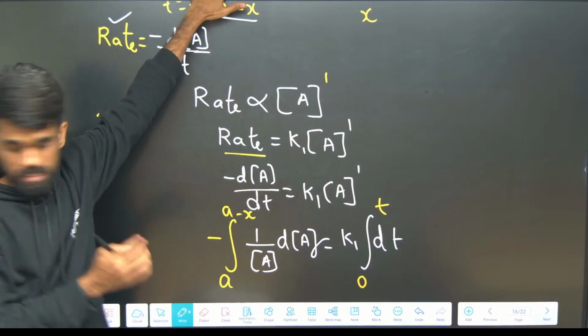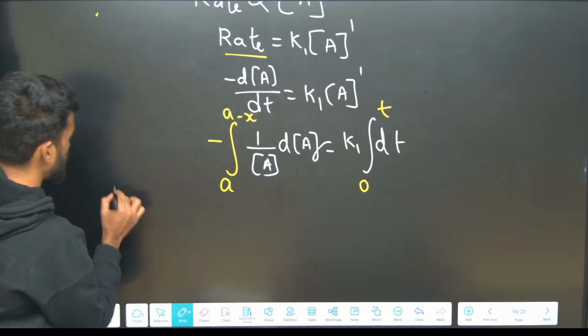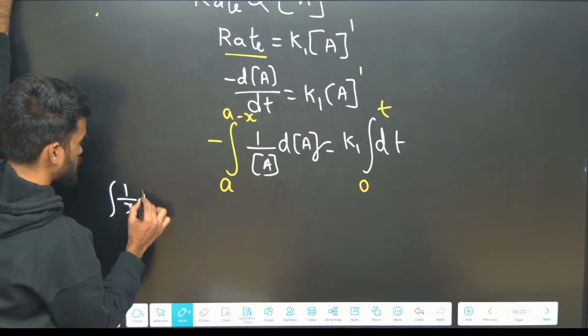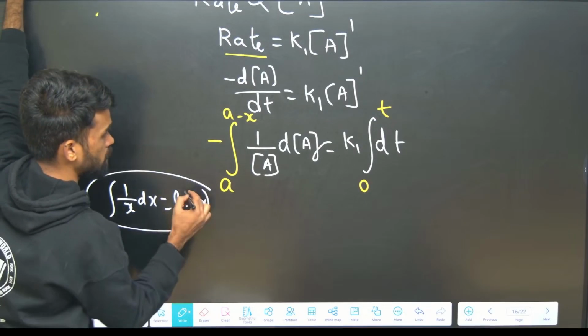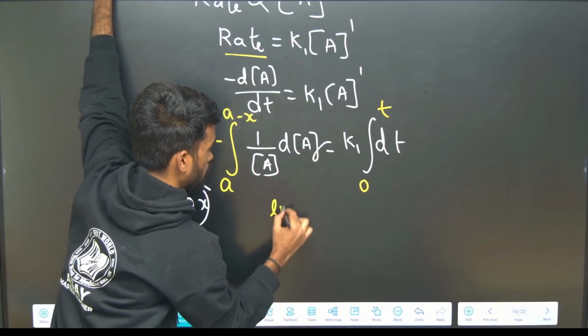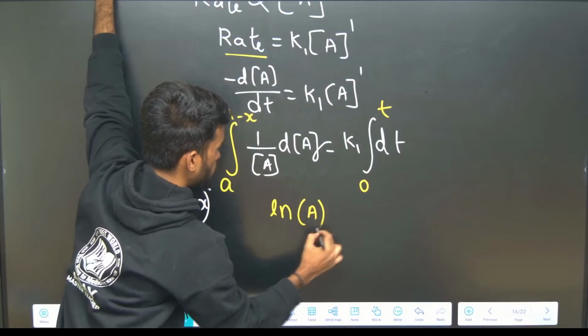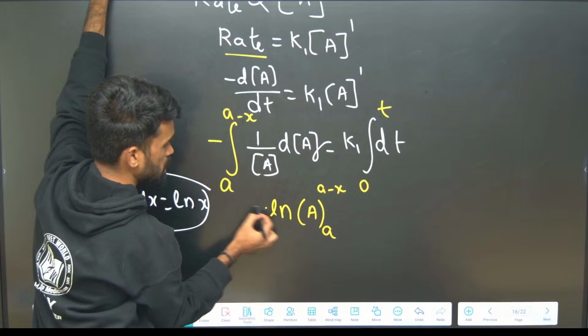Okay, then next, upon solving this, what is the integral of 1 by x dx? 1 by x dx is ln x. Similar to this, here we will get 1 by a minus x dx means ln of a minus x. Okay, and what about the upper and lower limits? a and a minus x. The negative sign stays as it is.